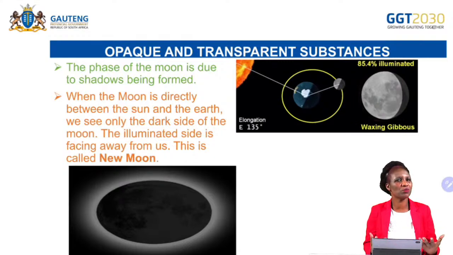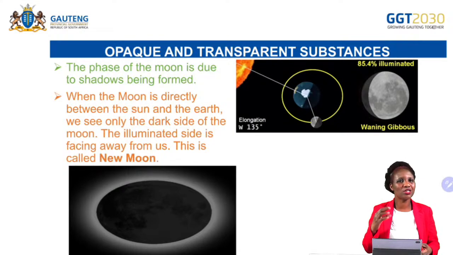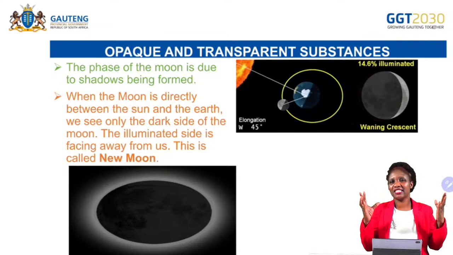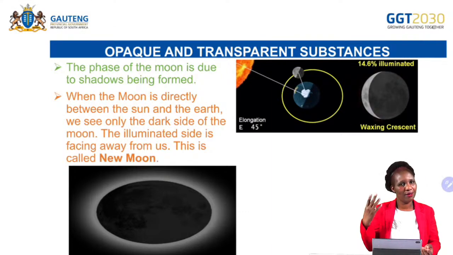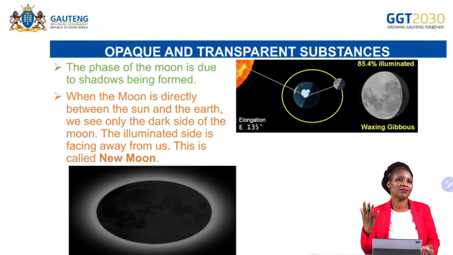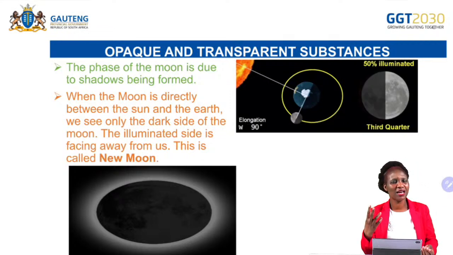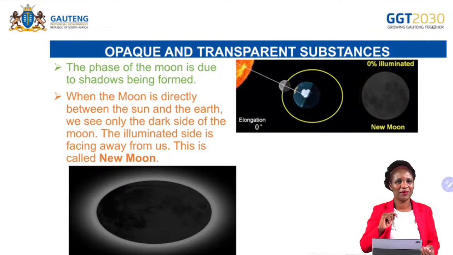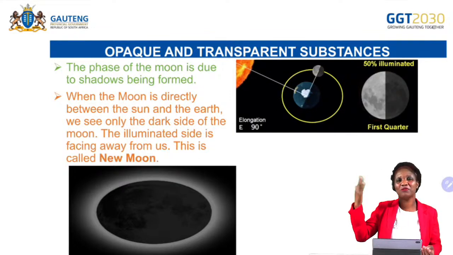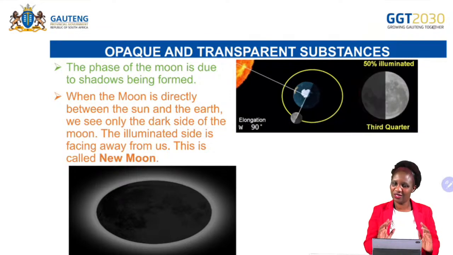And what about transparent? If we're talking about transparent substances, we are talking about clear plastic or even clear glass. For example, in our classroom, we've got windows. And some of them are opaque and some of them are transparent. If they are transparent, it means light is traveling through them and you can see the objects outside. Okay, that is transparent. Make sure you know these words.